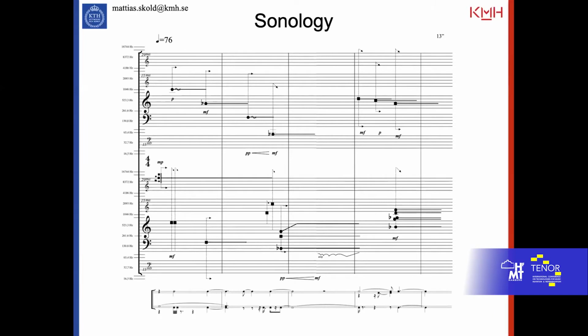So I was fairly happy with it, but as you could also hear, there were differences, particularly in the amplitude, in the energy articulation of the sounds.